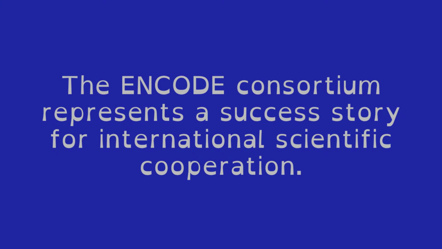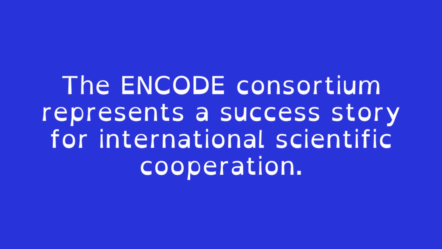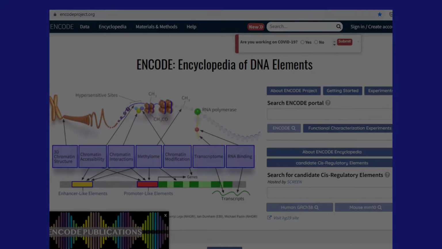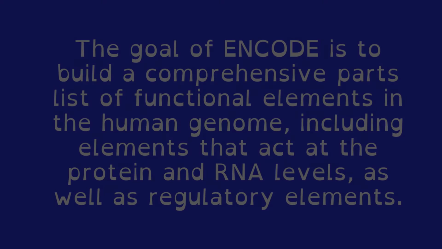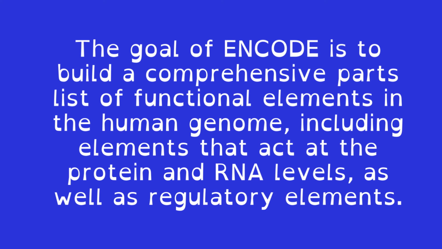The ENCODE consortium represents a success story for international scientific cooperation. Here's a description from their website. The ENCODE, Encyclopedia of DNA Elements Consortium, is an international collaboration of research groups funded by the National Human Genome Research Institute, NHGRI. The goal of ENCODE is to build a comprehensive parts list of functional elements in the human genome, including elements that act at the protein and RNA levels, and regulatory elements that control cells and circumstances in which a gene is active.